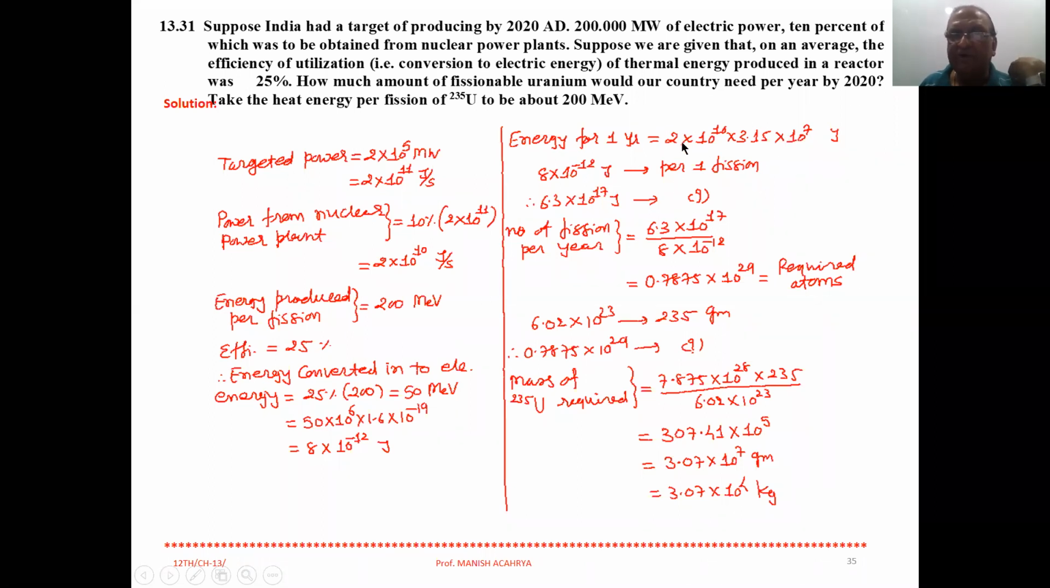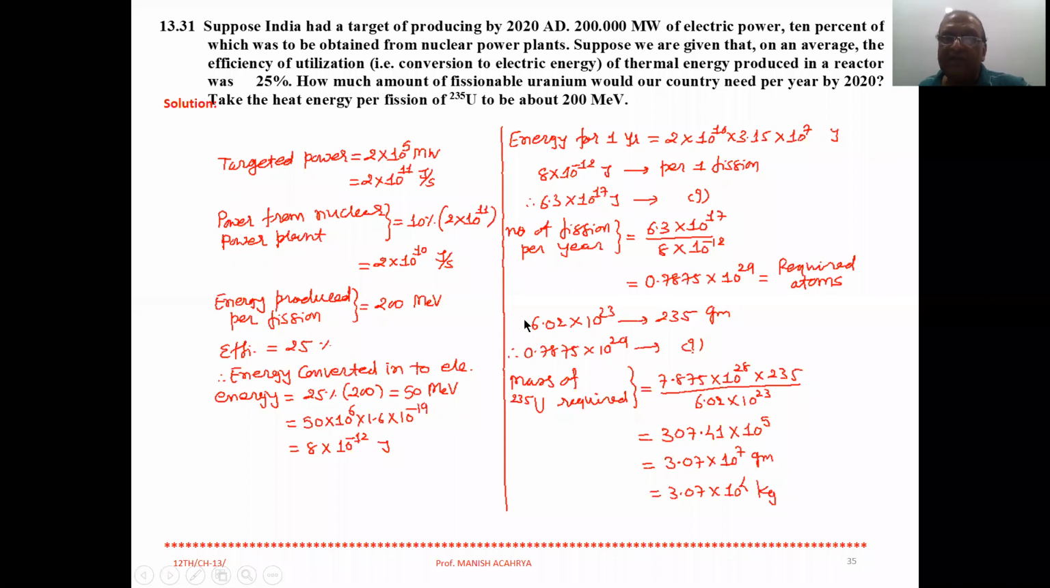Then this 6.3 into 10 raised to 17 joule will be obtained from how many fissions? So the number of fissions per year, because this is the energy per year, is 6.3 into 10 raised to 17 upon 8 into 10 raised to minus 12. So your answer will be 0.7875 into 10 raised to 29. It implies that per year you have to make this much fission, so this much number of atoms are required per year.